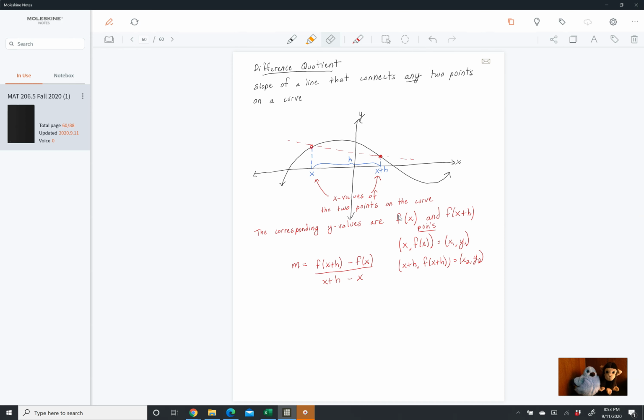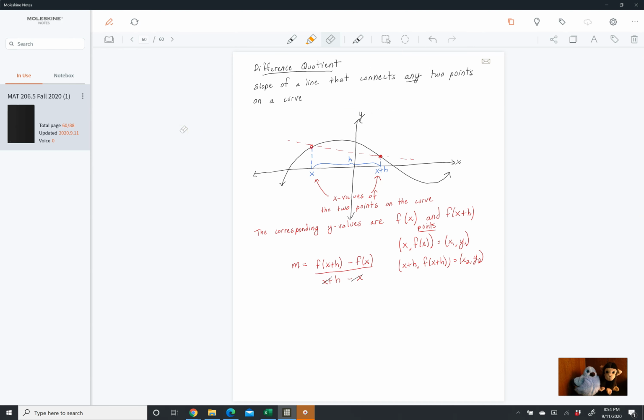This is a t. Okay, so our y2 minus y1 over x2 minus x1. And here's the thing, the x's go away, right? The x's cancel. So we can simplify this just a little bit further.